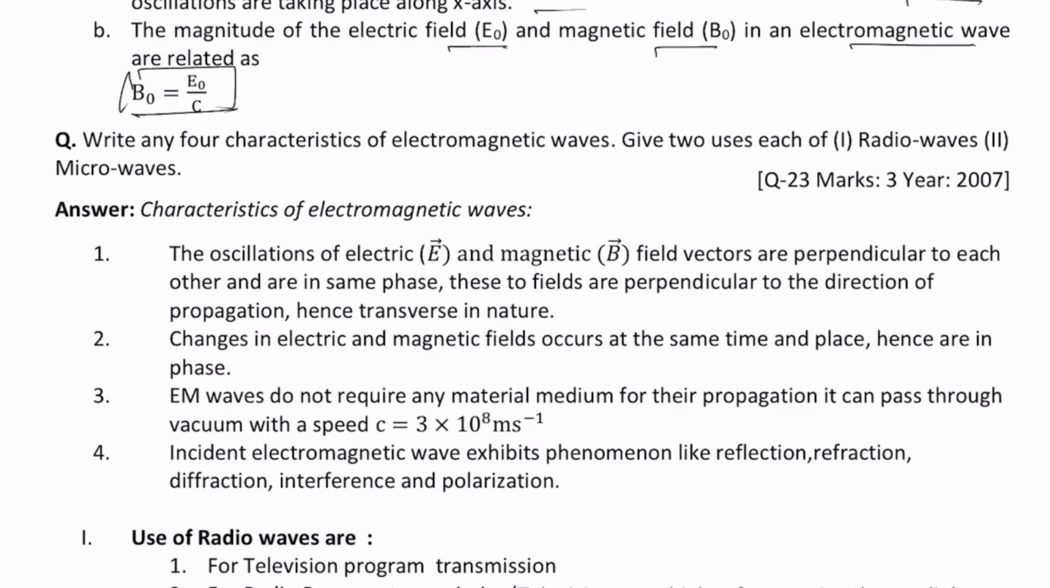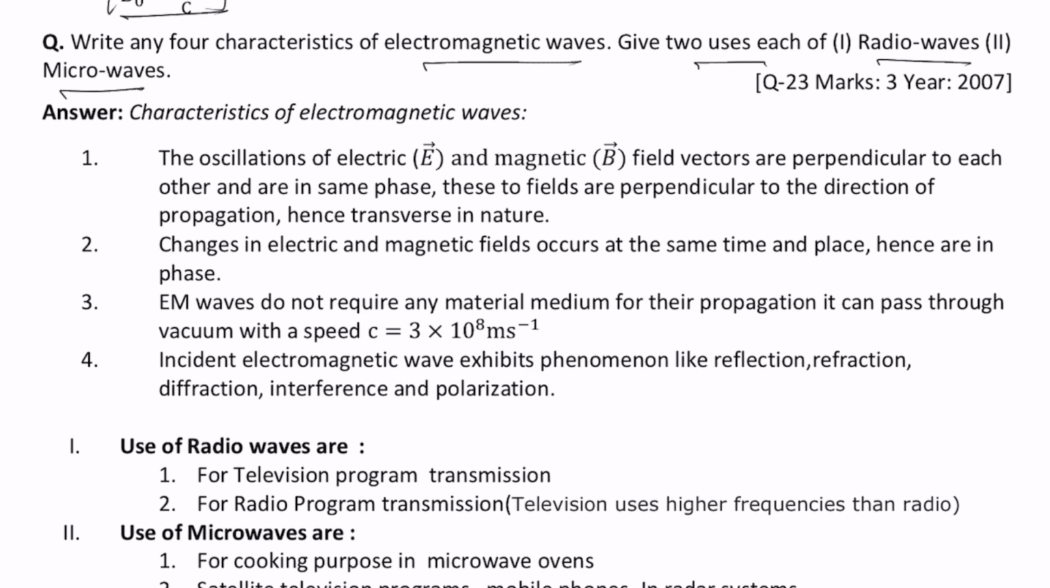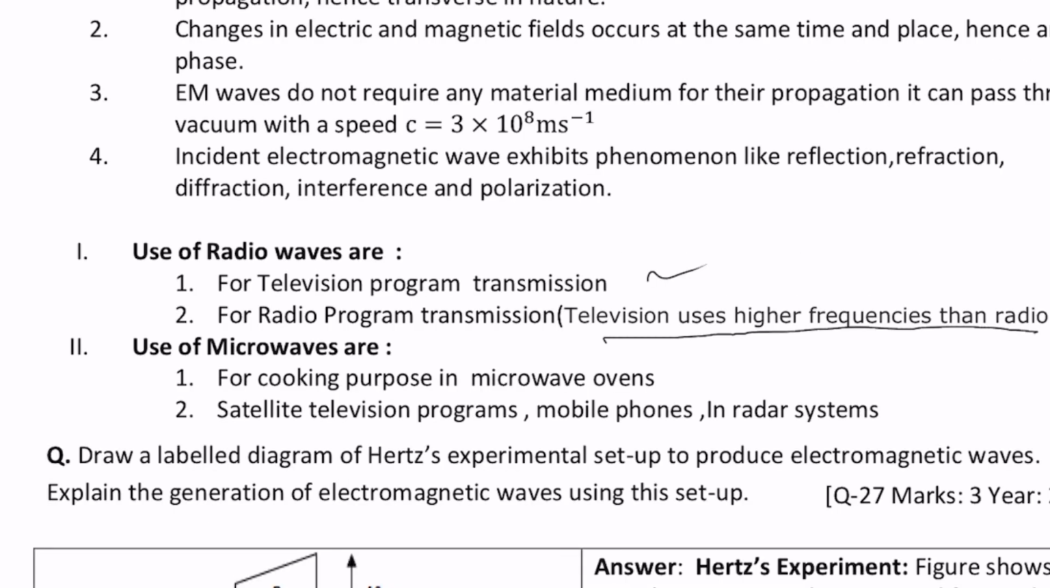Write any four characteristics of electromagnetic waves. Give two uses of radio waves and microwaves. So these are the characteristics. Radio waves are used for television program transmission and for radio program transmission. Television uses higher frequencies than radio. Microwaves are used for cooking purposes, we have microwave ovens. Also satellite television programs, mobile phones and radar systems.